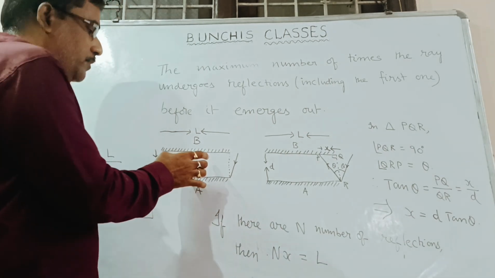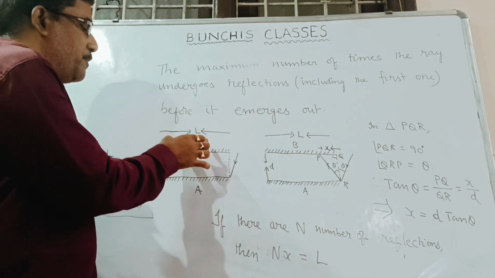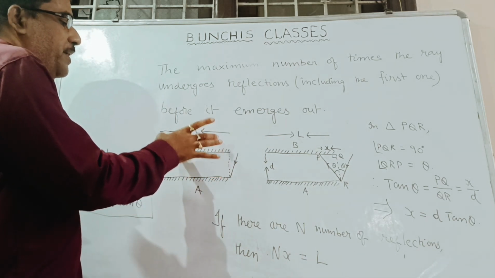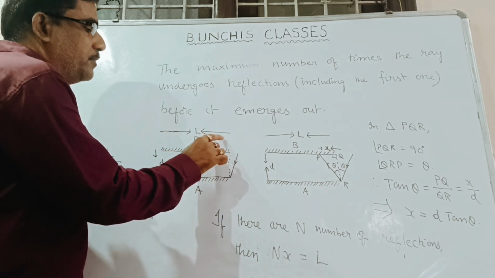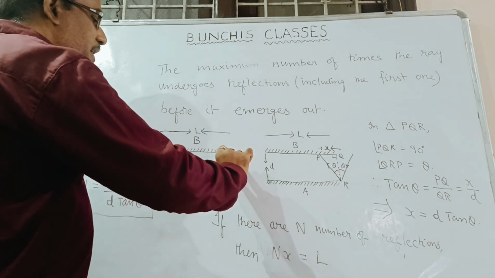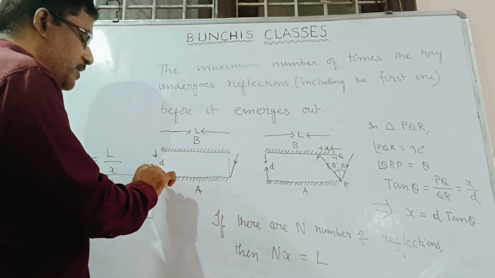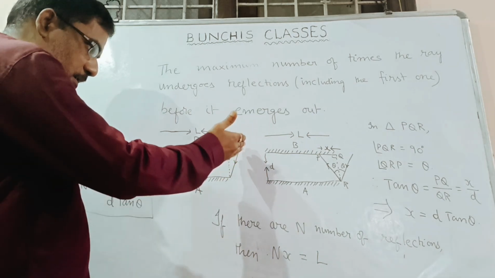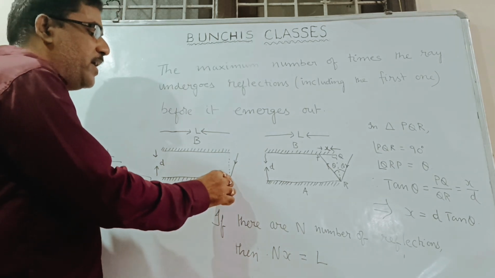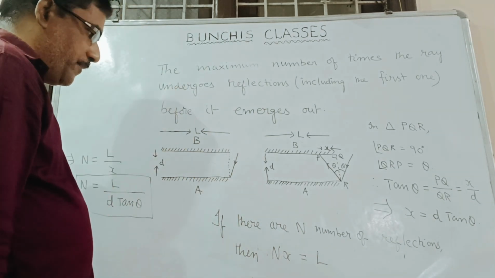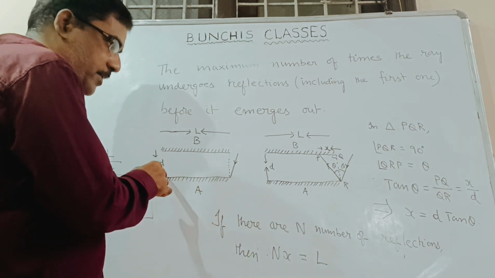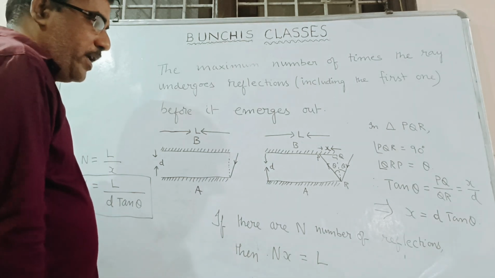So, here you observe two plane mirrors A and B are arranged parallel to each other. The length of each mirror is L. Here it is mentioned, let the length of the mirror be L, and the distance between the mirrors is small d. Here an incident ray is incident at an edge point of the first mirror A. Then what happens? It takes many number of reflections. How many times does it reflect? That we have to calculate.